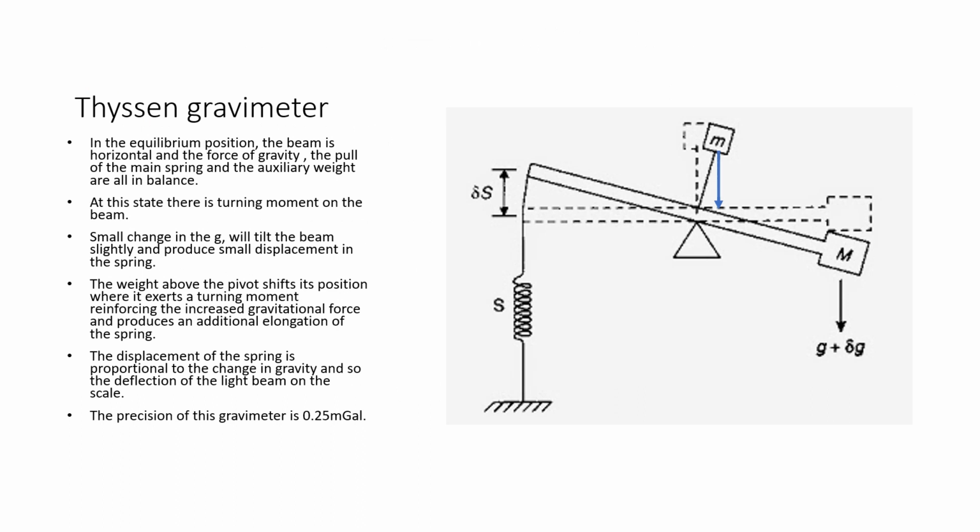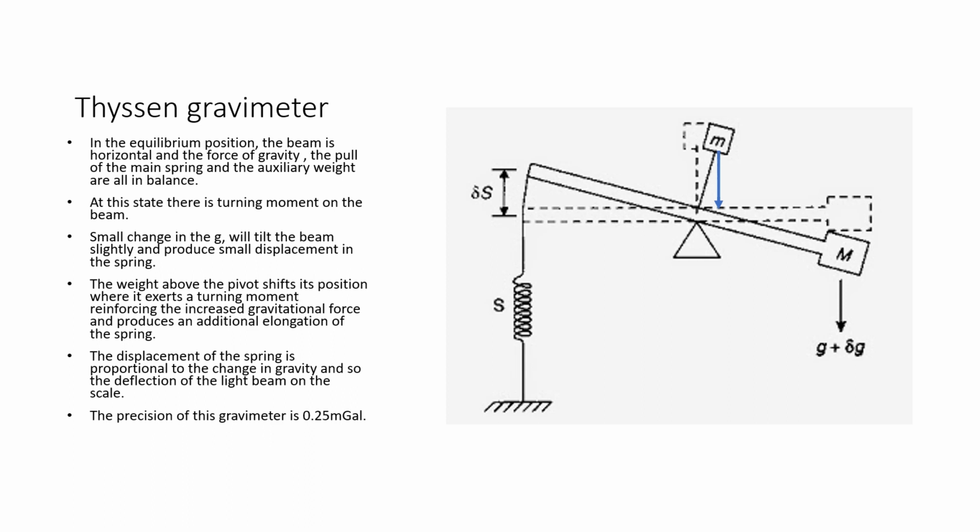Okay, we'll first look at the Thyson gravimeter. This is the simplest of the unstable gravimeters. The Thyson gravimeter consists of a beam which is attached to a mass at one end and a spring at the other end. There is also an auxiliary mass which is located just above the pivot. The pivot is represented by the triangle.